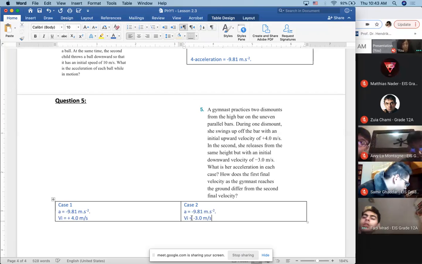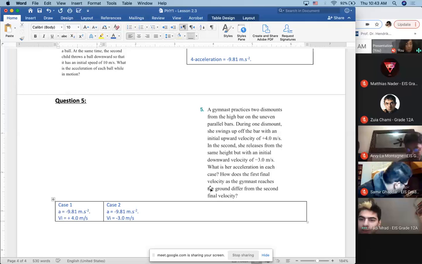How do you push yourself downward? You push on something to move downward. What is her acceleration in each case? We wrote it already. Okay. How does the final velocity as the gymnast reaches the ground differ from the second final velocity?